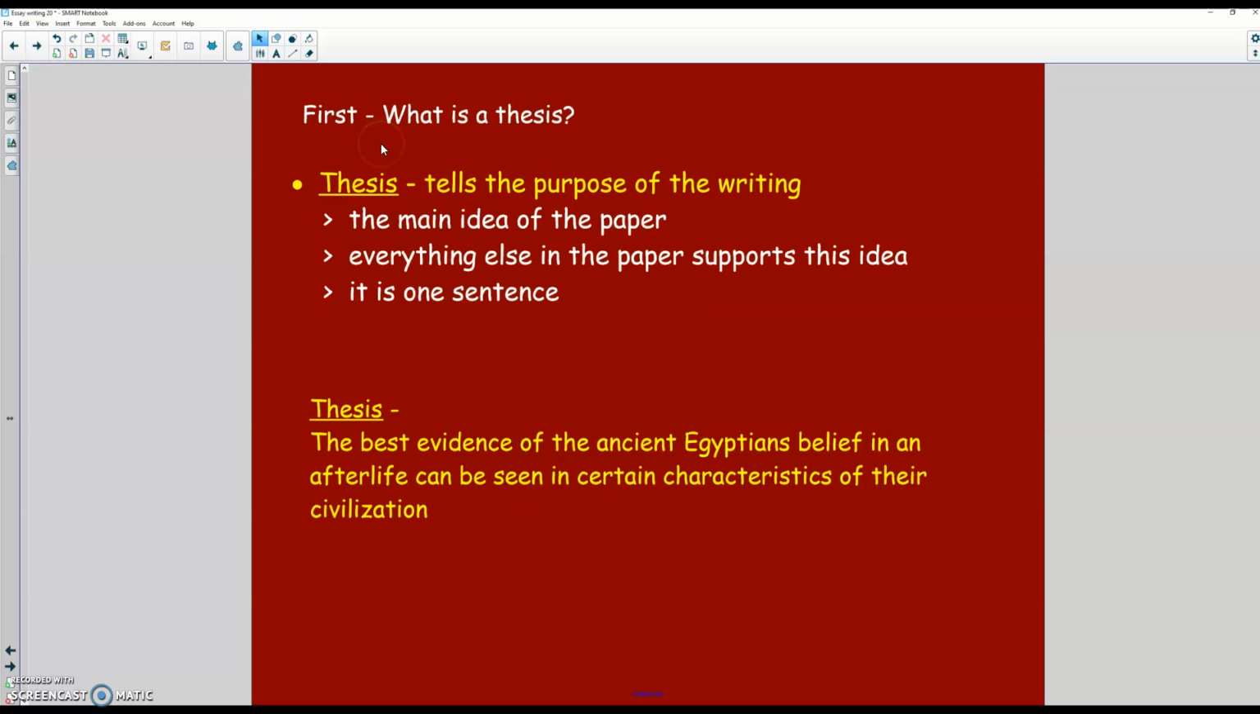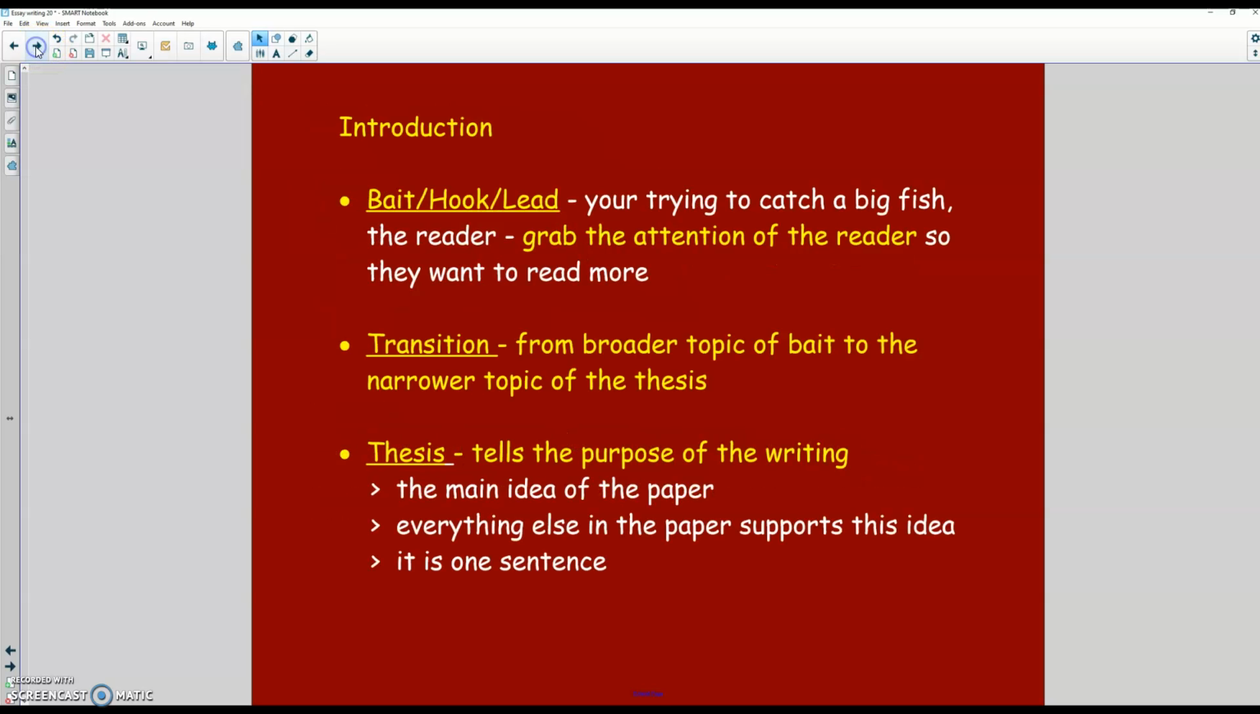So a thesis. What is a thesis? Well, a thesis tells the purpose of the writing. It's the main idea of the paper. Everything else in the paper or essay or your HSI report will support the idea of the thesis, and it's usually one sentence. Below is an example of a thesis, which I'm not going to talk about at this time. I'll show you some other theses, I guess you could say. So, a thesis tells the purpose of the writing, and it's in the introduction.